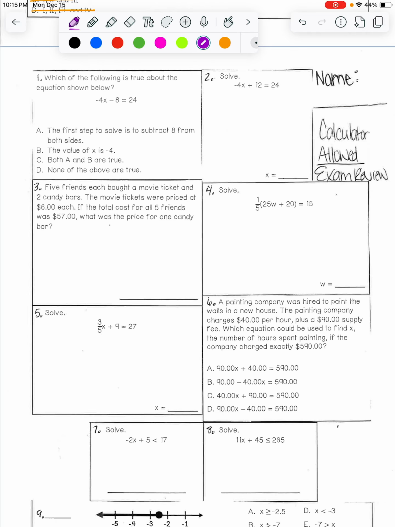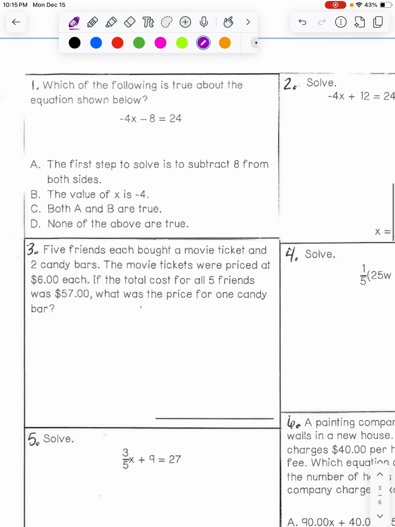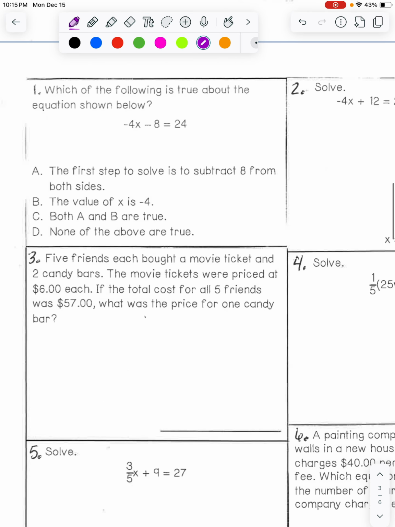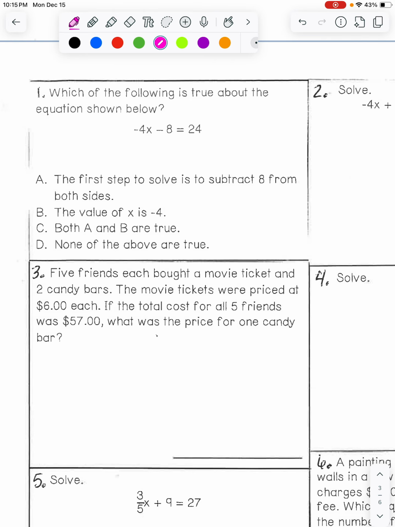All right, so this is the portion that you are allowed to use a calculator on, just like on the ACAP. So let's look at these. These are the solving equations, inequalities, and the proportions. So number one is, which of the following is true about the equation shown below? So we don't need a calculator on this one. It's just knowing what to do first.